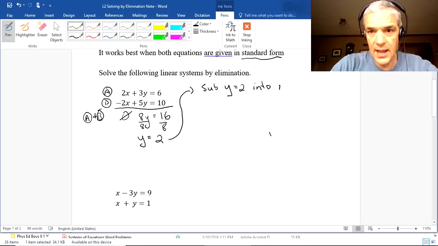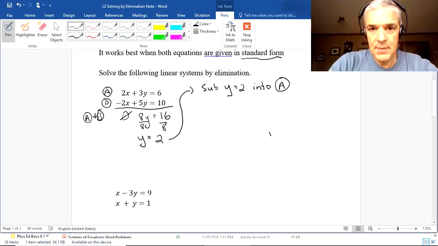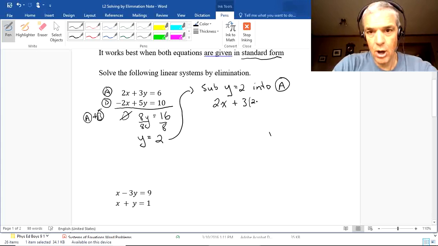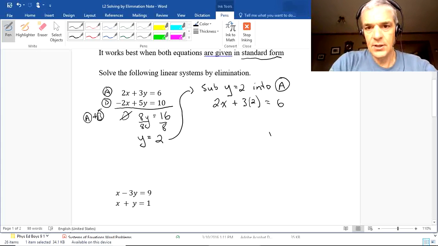So into A. What that means is I'm going to write out A, and wherever there's a Y, I'm going to put a 2 because Y equals 2. So I go 2x plus 3. Now it's not Y, it's going to be 2. And I always put them in brackets, equals 6. And this tells me this has to be multiplied. So this means that 2x plus 3 times 2 is 6 equals 6.